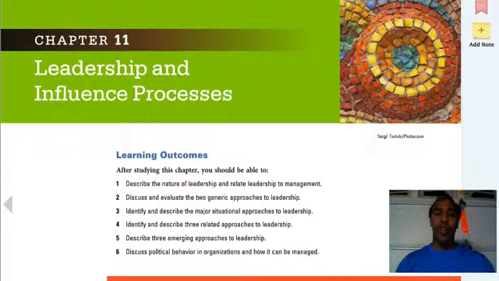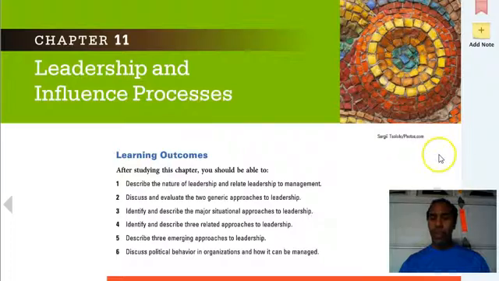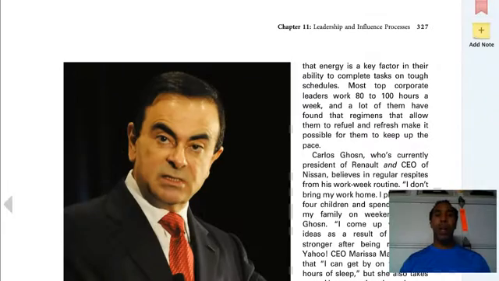Learning outcomes for this chapter are: describe the nature of leadership and relate leadership to management, discuss and evaluate the two generic approaches to leadership, identify and describe the major situational approaches to leadership, identify and describe three related approaches to leadership, describe three emerging approaches to leadership, and discuss political behavior in organizations and how it can be managed.